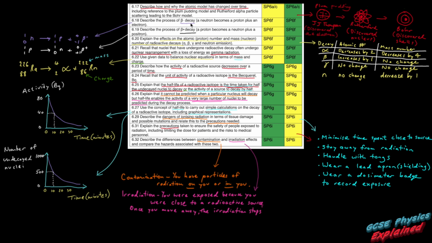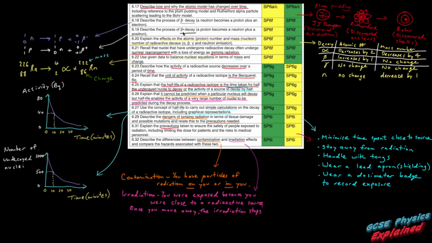Describe the process of beta minus decay, which is when a neutron becomes a proton plus an electron. So I've drew it out to try to help you. So that's your neutron there becoming a proton and the beta minus. Remember, these top numbers on the right of the arrow have to equal the top number on the left of the arrow, and these numbers on the bottom on the right of the arrow have to equal the number on the bottom on the left of the arrow. So 1 plus minus 1 equals 0, and 1 plus 0 equals 1. So that's the mass number on the top and the charge number on the bottom.